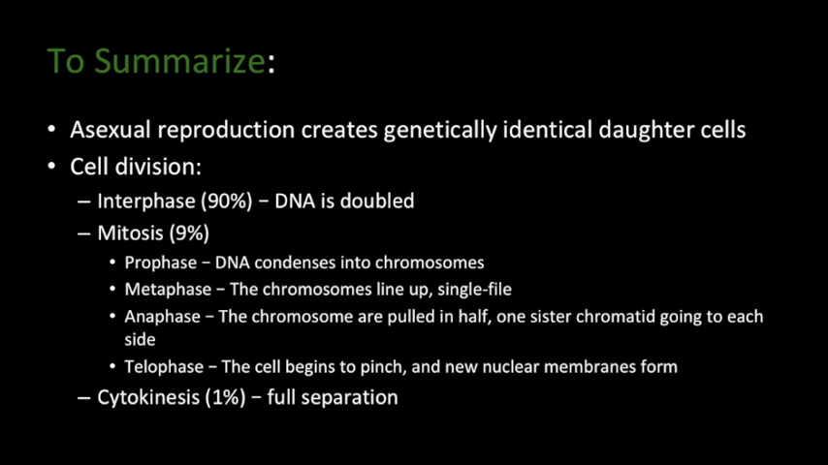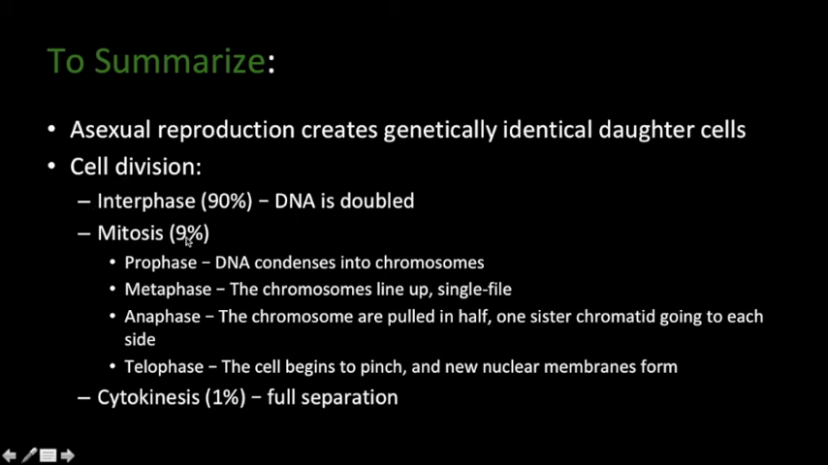So to summarize, asexual reproduction creates genetically identical daughter cells, and this occurs through mitotic cell division, at least in eukaryotic organisms. So mitosis, that kind of cell division, we can break it down into interphase. 90% of a cell's life is in interphase. Most of the time, it's just doing its regular sort of metabolic process, and towards the end of interphase, all of the DNA inside of it gets doubled.